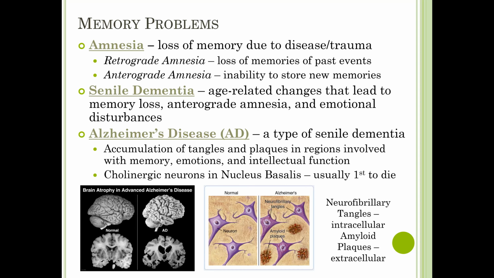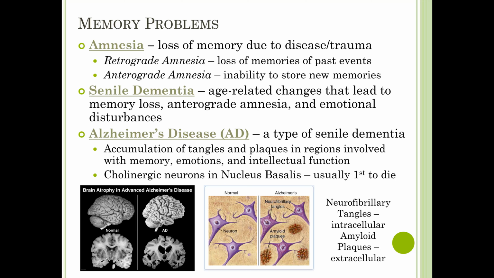So here's a picture of the brain loss that occurs with Alzheimer's disease. So it actually is a loss of neurons. The neurons themselves die. And again, this death of neurons occurs mainly in areas related to memory, emotions, and intellectual function. And so in Alzheimer's patients, one of the first symptoms is usually the loss of the ability to store new memories, the anterograde amnesia, although they may still have good memories of their past life and what happened to them many years ago.